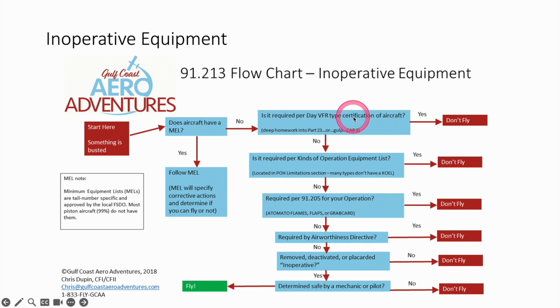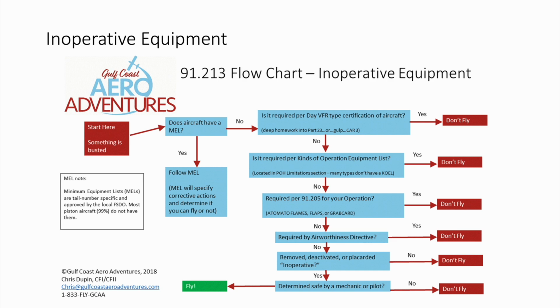Is it required by the Day VFR type certificate? No. Is it required by the kinds of operation equipment list? That was the KOEL that we looked at, provided by the manufacturer. If it's not on there, is it required by 91.205, which was ATOMATOFLAMES or FLAPS? If it's not listed on either of those, is it required by an airworthiness directive? If the answer is no, you have to remove or deactivate, and placard that aircraft as inoperative. It should say and instead of or, so deactivate and placard it as inoperative.